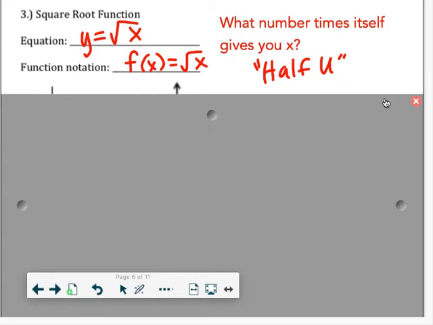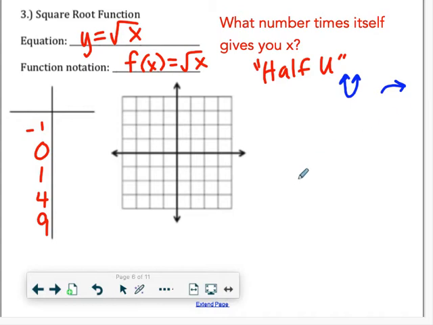Now again, I just stated that square root and quadratic are inverses of each other. They undo each other mathematically, and their shapes are very similar. The quadratic is a vertical U. The square root is going to be half of a horizontal U that's going this direction. Now let's look and see exactly what that looks like.